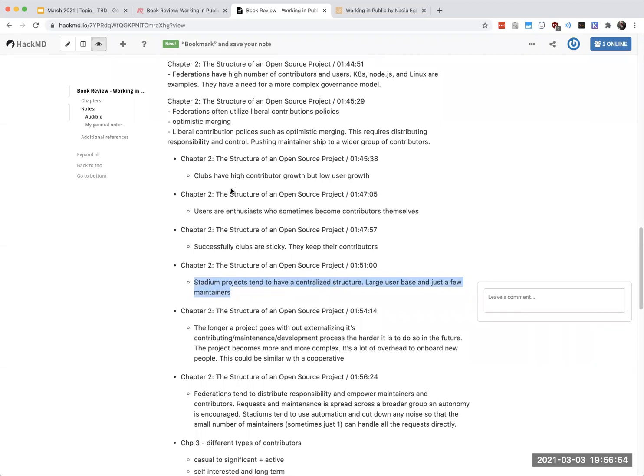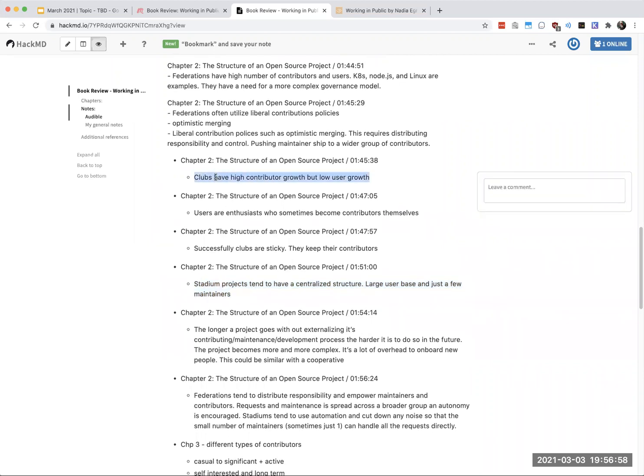So on centralization, federations seem to be a lot more decentralized. It seems like clubs could be more decentralized too, even though they didn't really talk about it, because you have this trusted group and you could spread things out. And then stadiums, I'm not mentioning toys here because those are usually one person, one project, and they may be the user. But stadiums tend to be more centralized in structure.